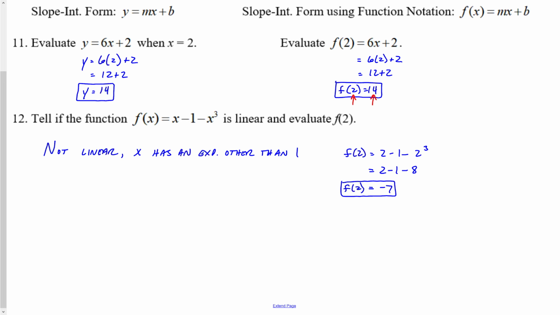So really, again, we were given function notation. So ideally, our answers would be in function notation. So f of 2 equals -7.